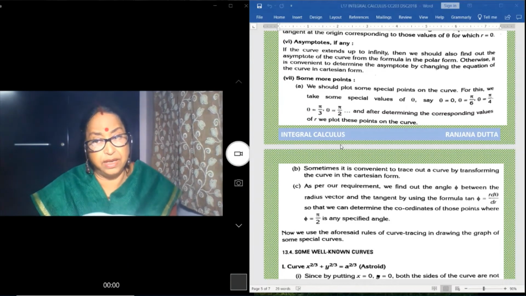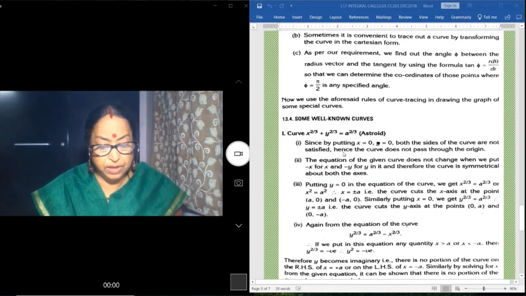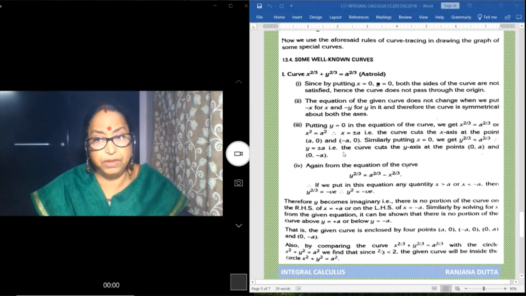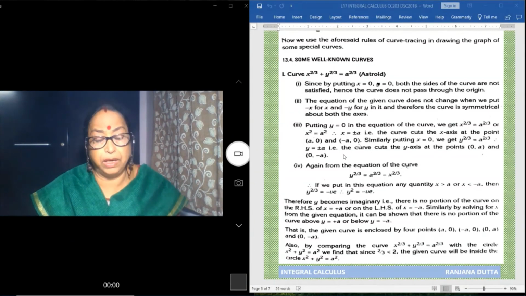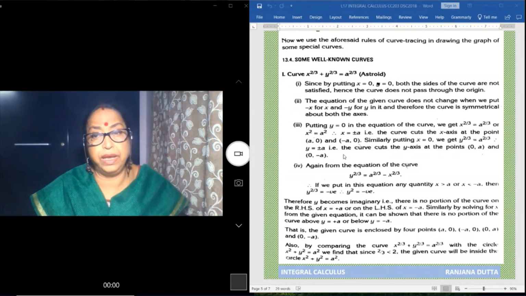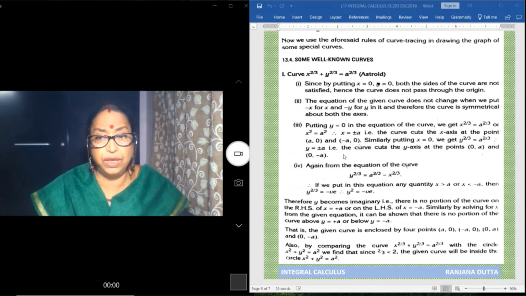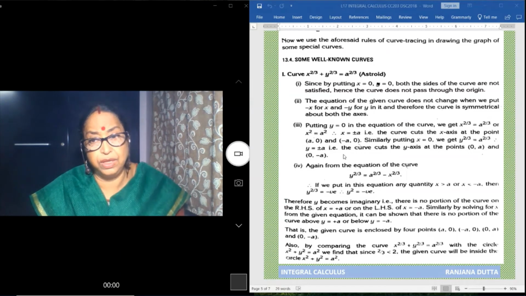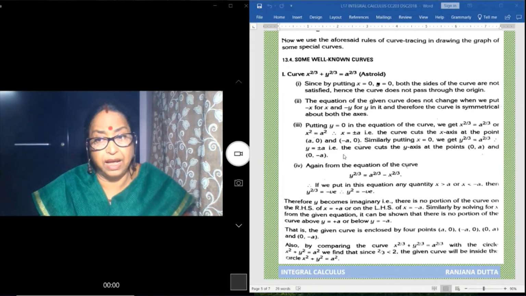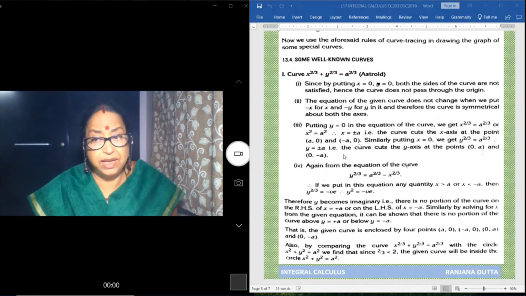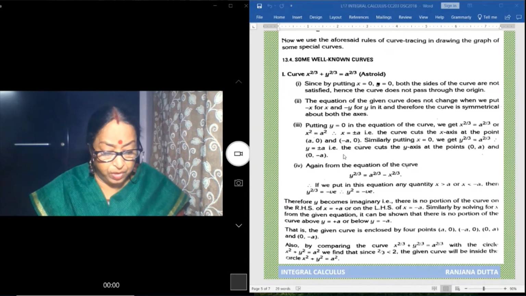So we are describing one example. Suppose the equation of the curve is x to the power 2 by 3 plus y to the power 2 by 3 is equal to a to the power 2 by 3. If we put x equal to 0 and y equal to 0, the equation of the curve is not satisfied on both sides. Hence, the curve does not pass through the origin.